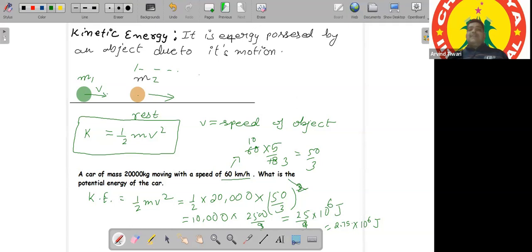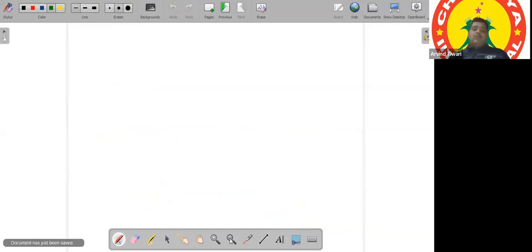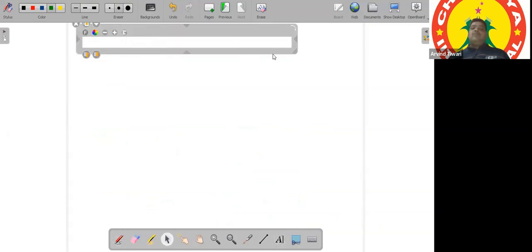Okay, now let's see another one. We'll do a number of questions from this kinetic energy. Not to panic. If you have not got the correct answer, not to panic. You will get your answer correct in this question.